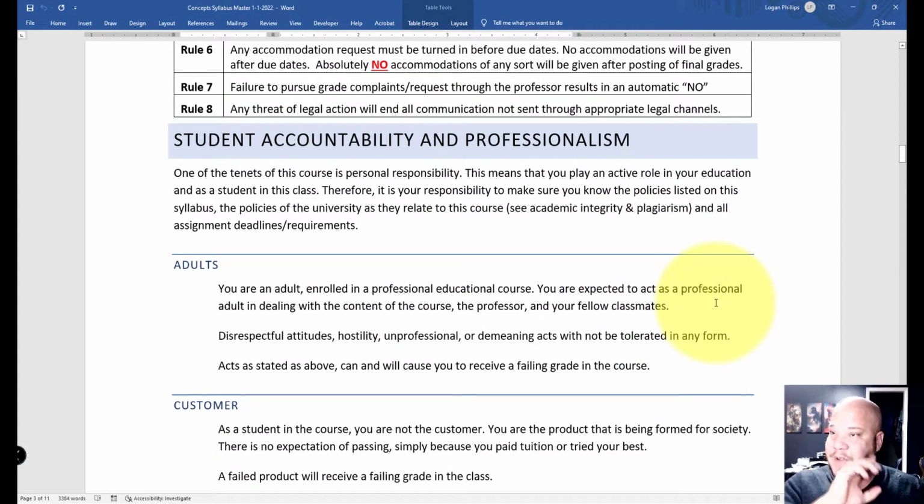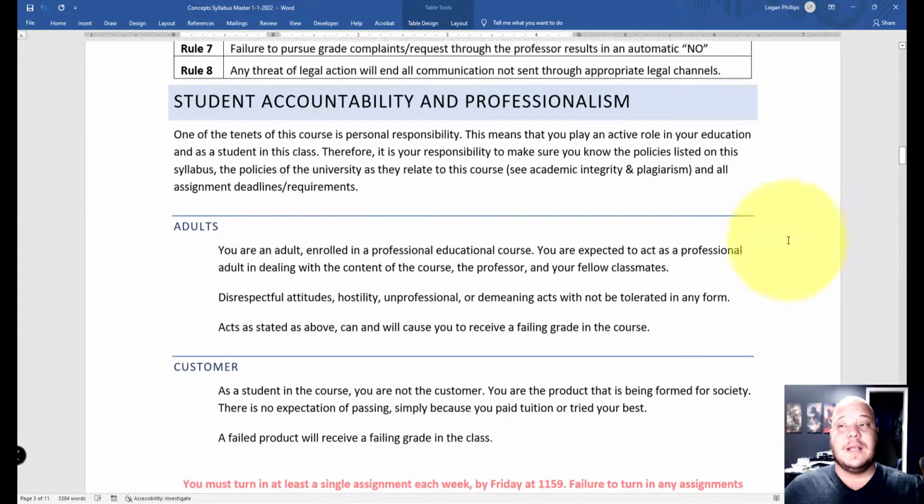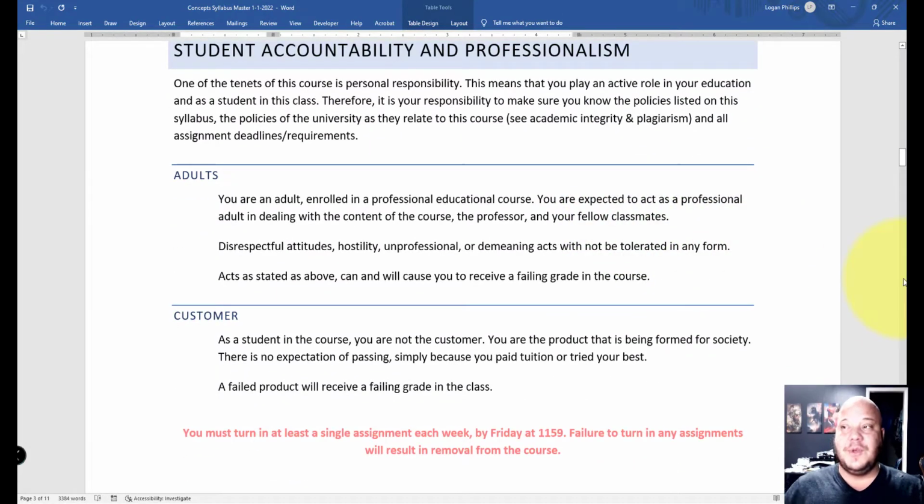Student accountability and professionalism. One of the tenets of the course is personal responsibility. That means you play an active role in your education and as a student in the class. Therefore, it is your responsibility to make sure you know the policies listed on the syllabus and the policies listed in the university related to this course. You need to know your student handbook and the syllabus. You are an adult inside my classroom. You are enrolled in a professional education setting.